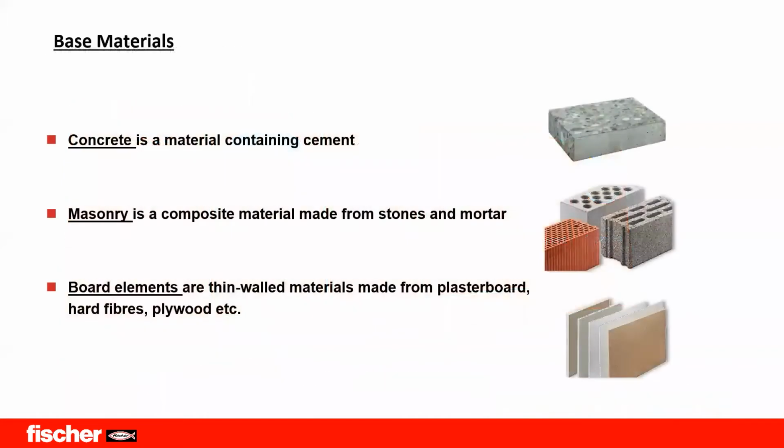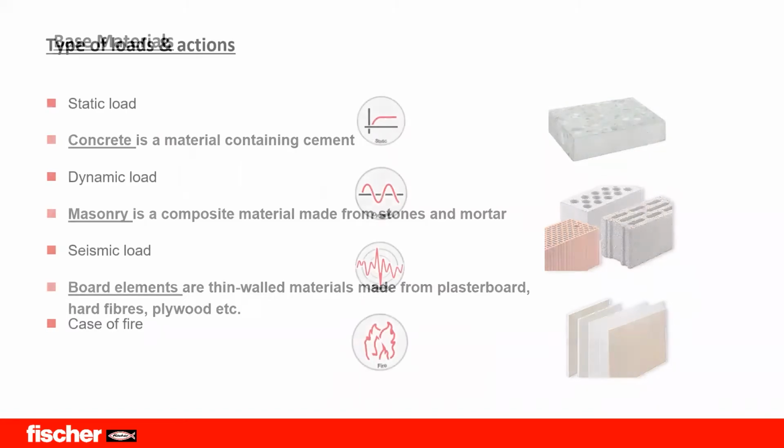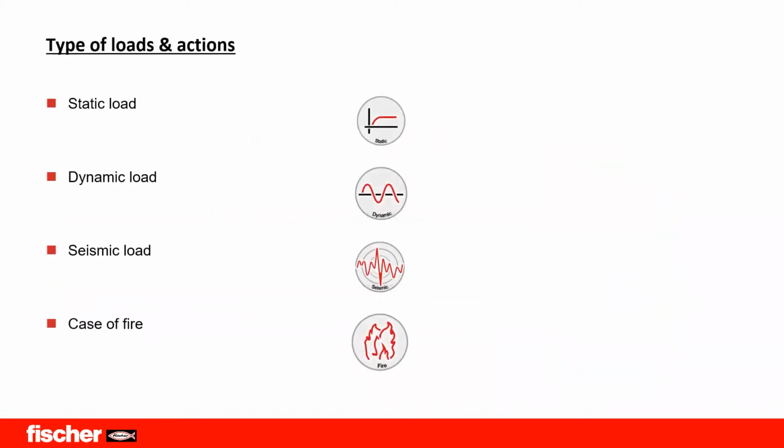Now, I will go through the base materials. In our industry, there are basically 3 types of base material available: concrete, masonry, and board elements. All 3 base materials will have different fixings for different arrangements. Coming to the type of loading and actions, there are different loadings. As per the requirement, you can have static load, dynamic load, seismic or earthquake load, and in case of fire also it can be designed.